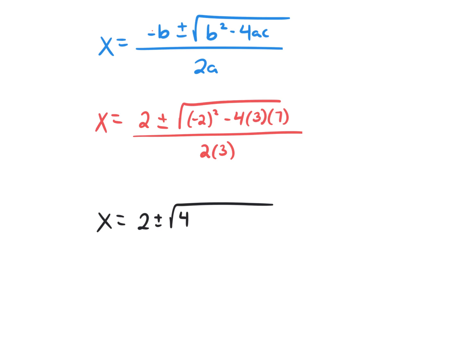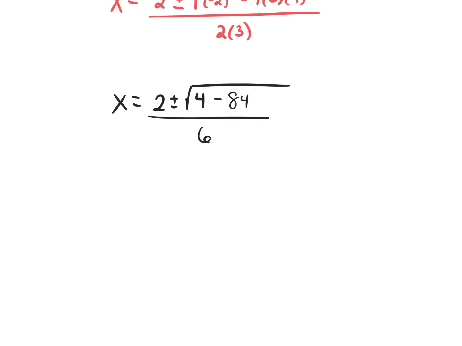What do I do with these 3 here? Multiply, so we get negative 84, divided by 2 times 3, which is 6. What do I do from here? Subtract 4. Yep, keep simplifying that radical. We end up getting the square root of negative 80 divided by 6. Are we fully done? No.